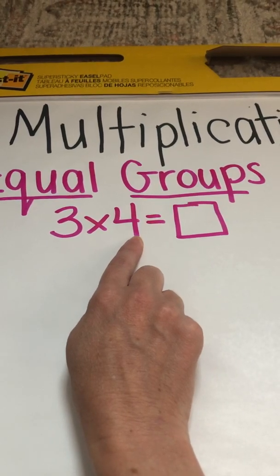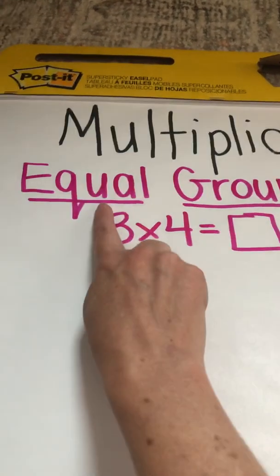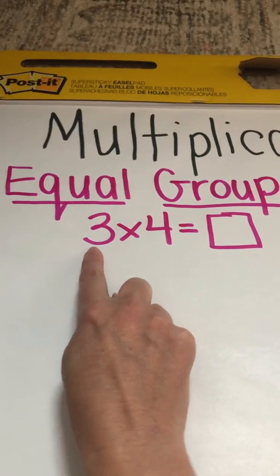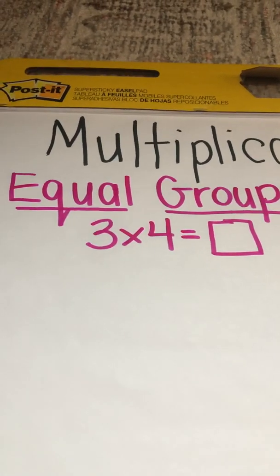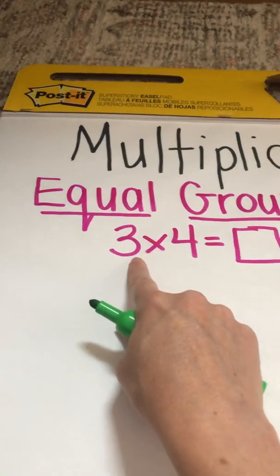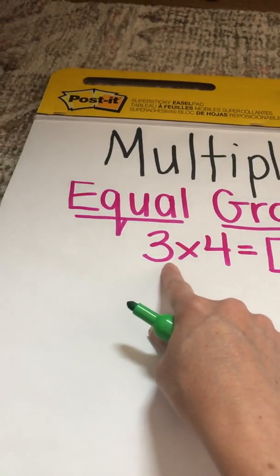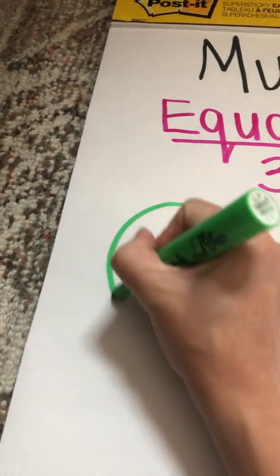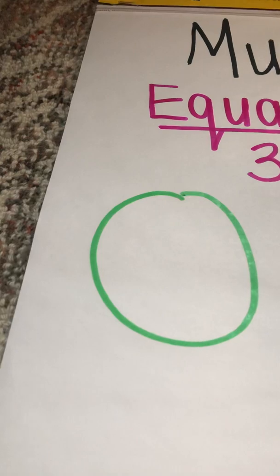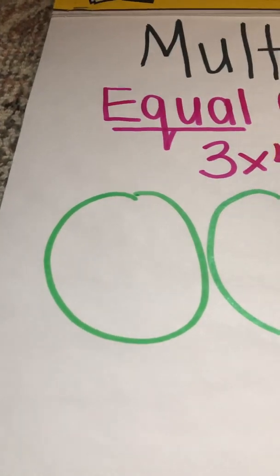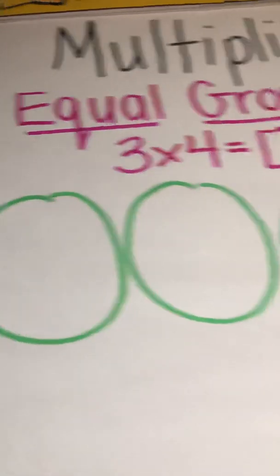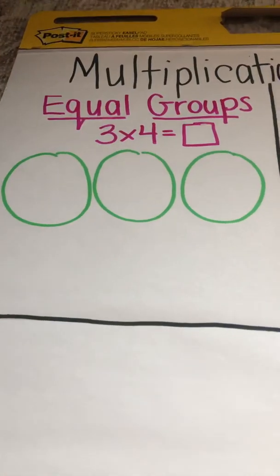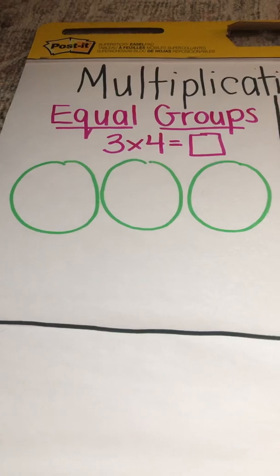So the first thing that I want to do is I want to draw some equal groups. So I'm going to take my first factor, which is 3, and I'm going to draw 3 circles. These are going to represent my groups. So I'm going to draw 1, 2, 3 circles. Try to draw them about the same size because, again, remember, we want them equal.